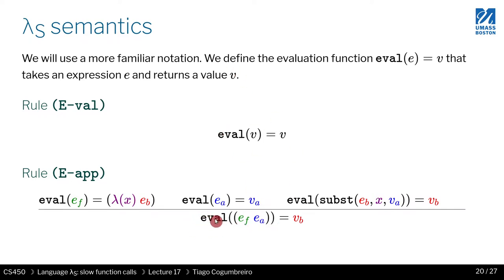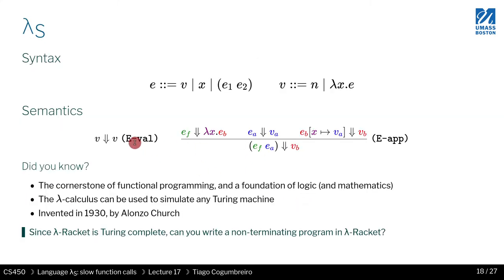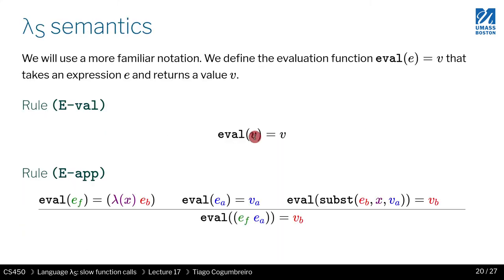So what I'm saying here is if I want to evaluate a value, I return that value. And if I want to evaluate a function call, what I do is I evaluate the function first and I get something. I evaluate the argument and I get something. And I evaluate the result of finding and replacing x by va in eb. What that gives me is v of b, which is what I return. Okay, so this is exactly the same thing as here, but a bit more verbose, more programmer oriented.